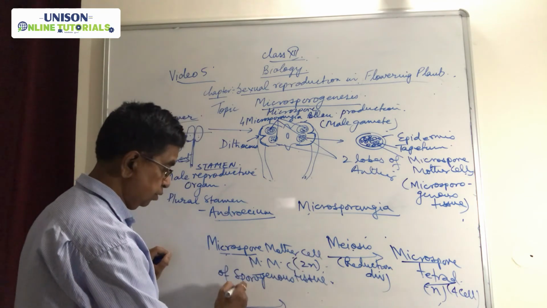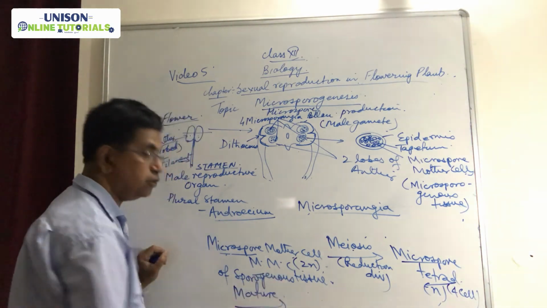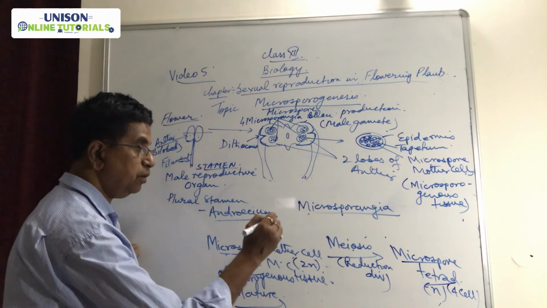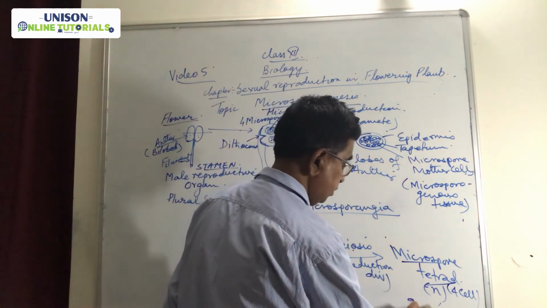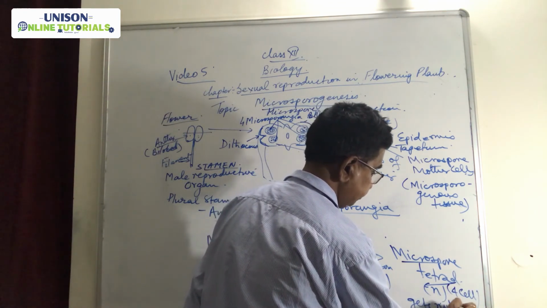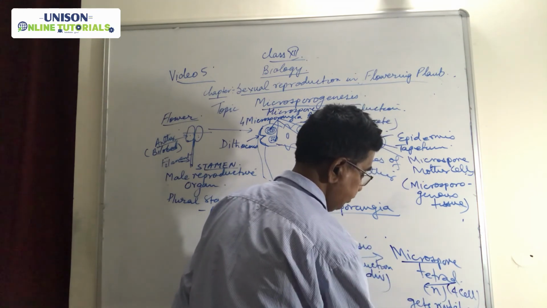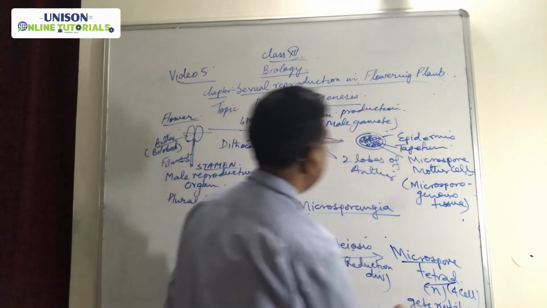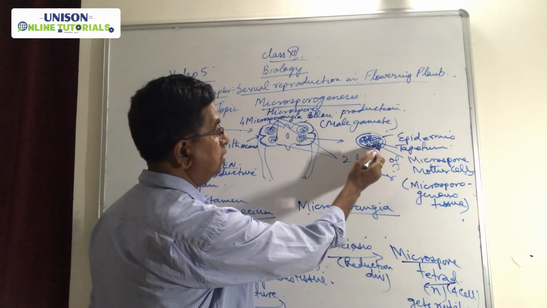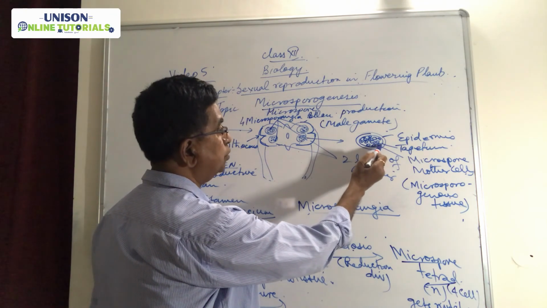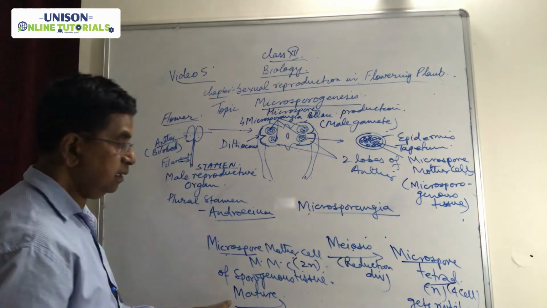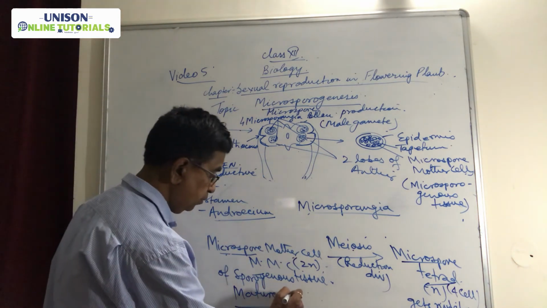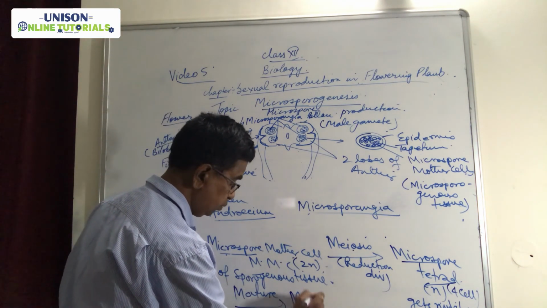Then the microspore matures. For maturation it requires nutrition, and it gets nutrition. So the microspore tetrad gets nutrition from the tapetum. What is tapetum? Here you can see in this diagram, it is the innermost layer of the microsporangium. And then by getting nutrition, the microspore tetrad matures and forms the matured microspore.